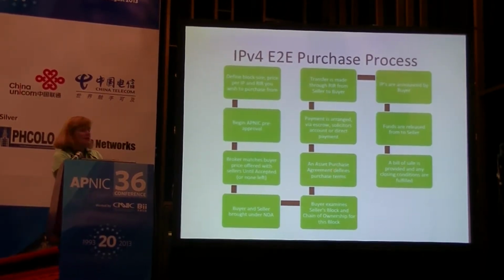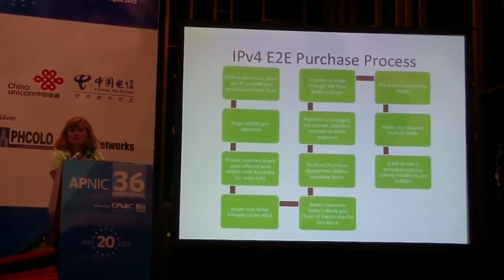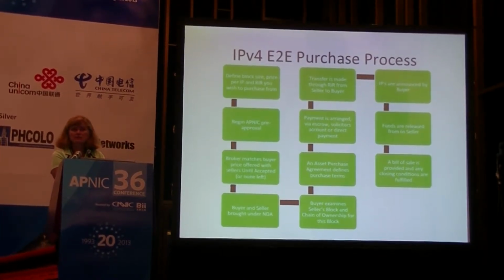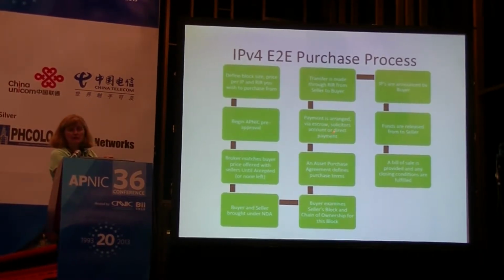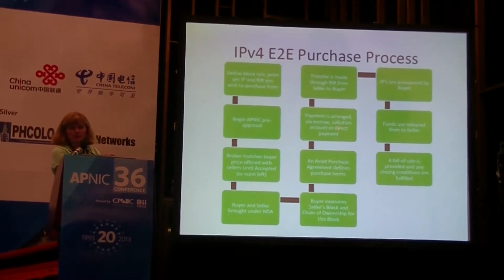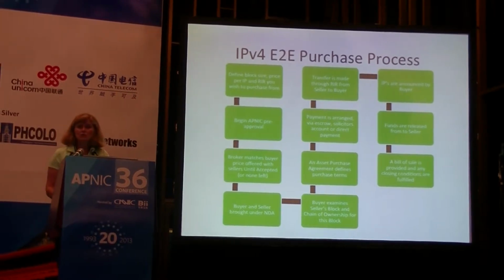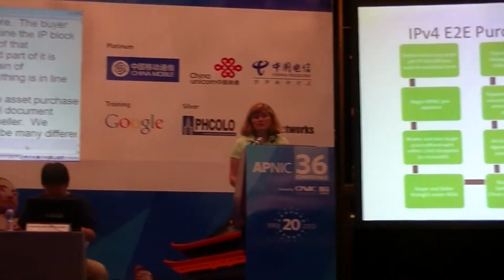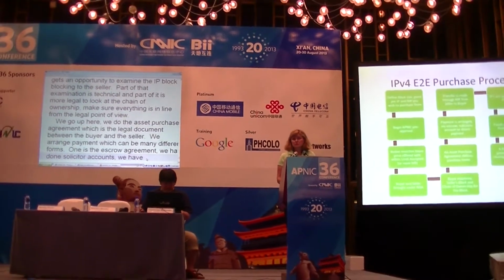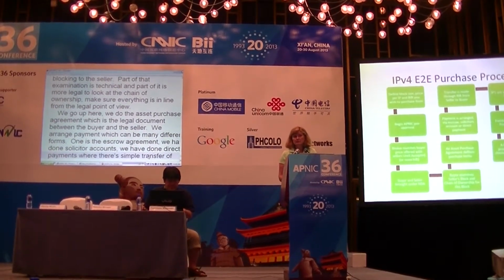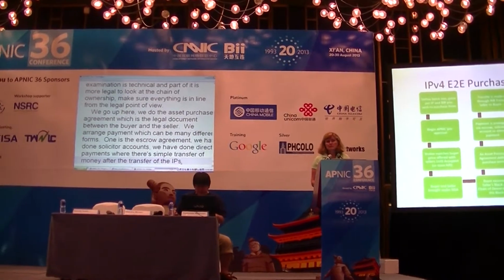We go up here, we do the asset purchase agreement, which is the legal document between the buyer and the seller. We arrange payment, which can be many different forms. One is the escrow agreement. We've done solicitor accounts, we've done direct payments where there's simple transfer of money after the transfer of the IPs. There's many ways that payment can be done.